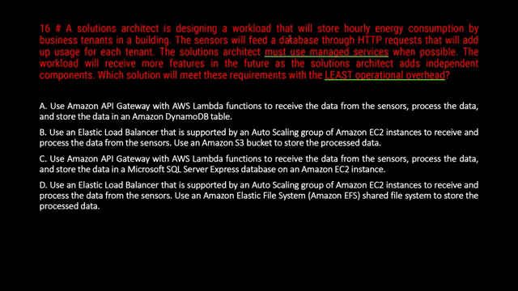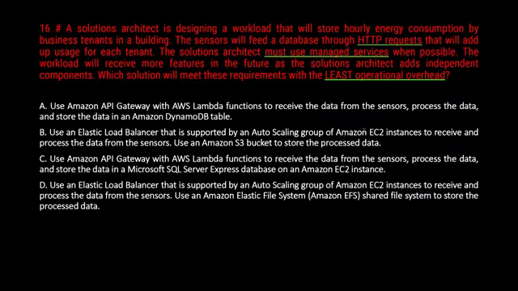This is through HTTP request, right? Okay, so just scan through the answers, and if you scan through the answers, there are only two options that actually use API Gateway and the other two don't. So you can ignore them immediately. If you look at B, use an Elastic Load Balancer that is supported by a scaling group of Amazon EC2 to receive and process the data from sensors. Okay, but what they are talking about are EC2 instances.